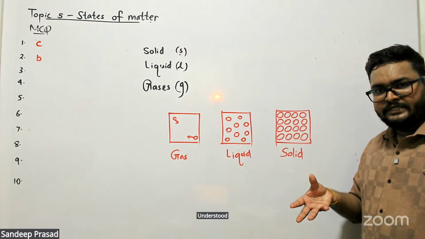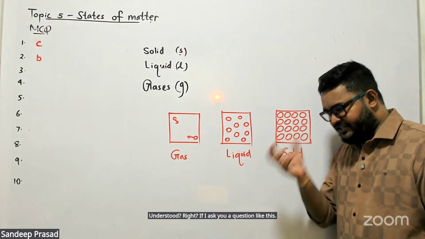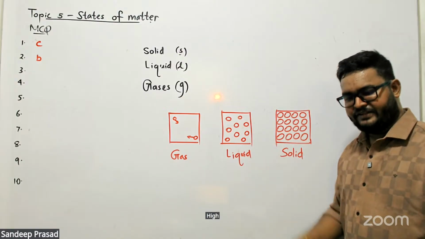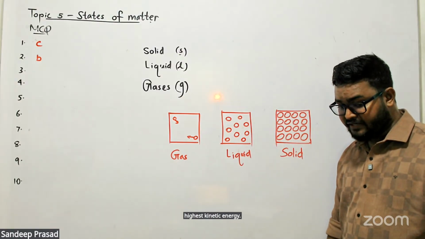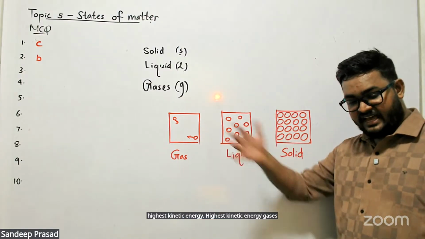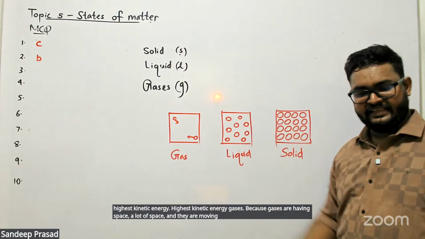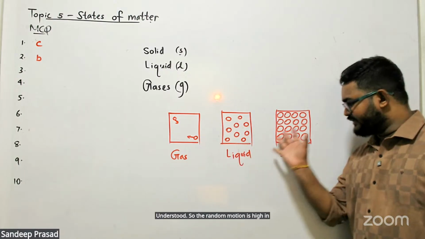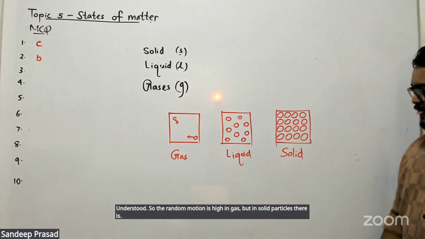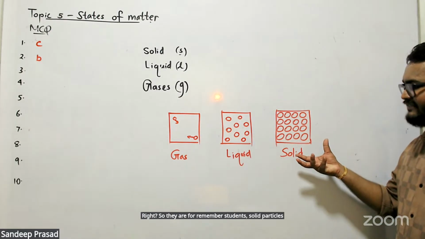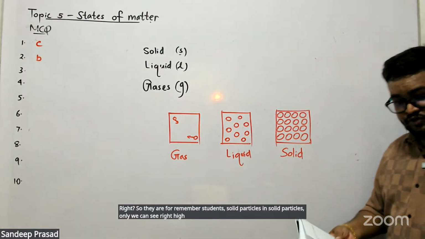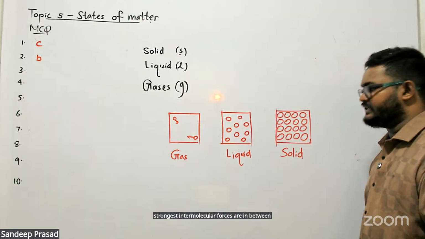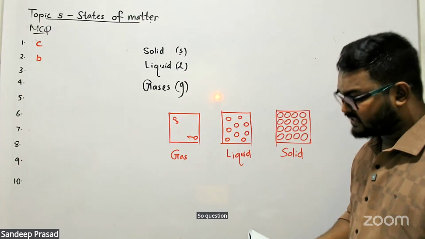If I ask you a question like this, which state of matter has the highest kinetic energy? Gases. Because gases have a lot of space, and they are moving randomly here and there inside the container, right? Understood? So the random motion is high in gases. Remember students, the strongest intermolecular forces are between particles in solid. So, question number 3, answer is C.